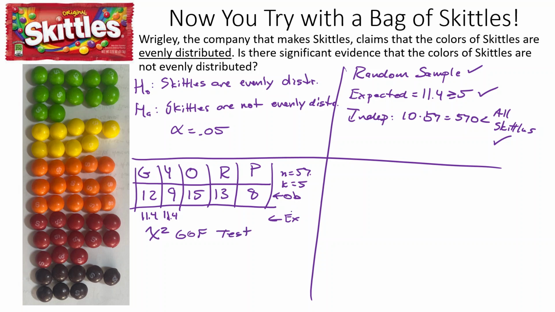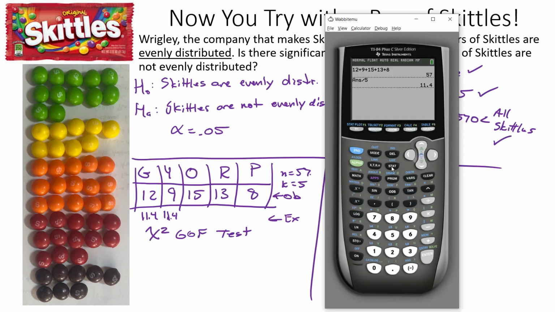I'm going to do it on the calculator this time. So to do it on the calculator, I need to put these data into lists. So I go to Stat, Edit. All right, I need to clear out the M&M stuff. So I go up to highlight the list name, and I press Clear, and then Enter. And then I type in the numbers. 12, Enter. 9, Enter. 15, Enter. 13, Enter. 8, Enter. And now I go over to the next list. I also need to clear this guy out.